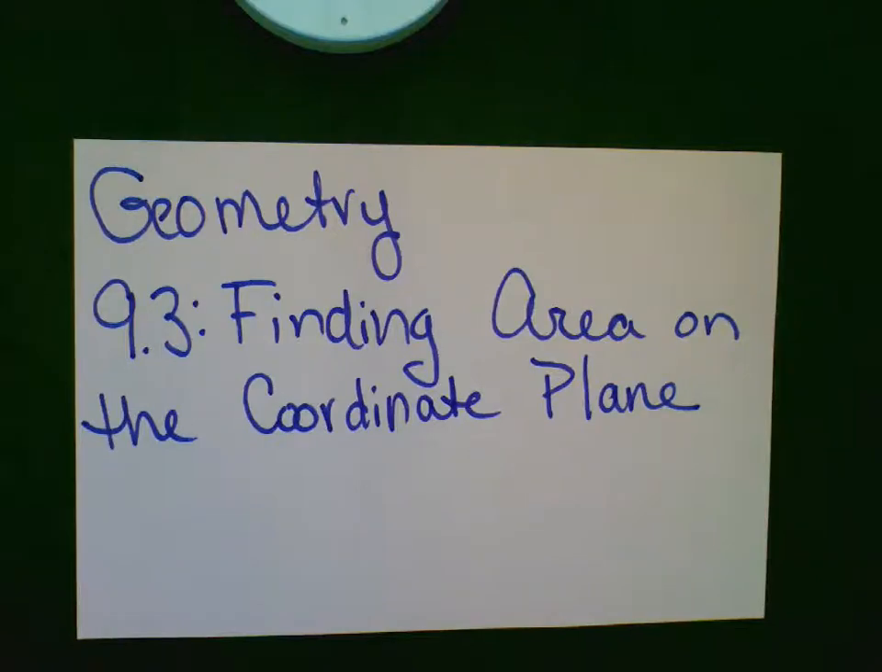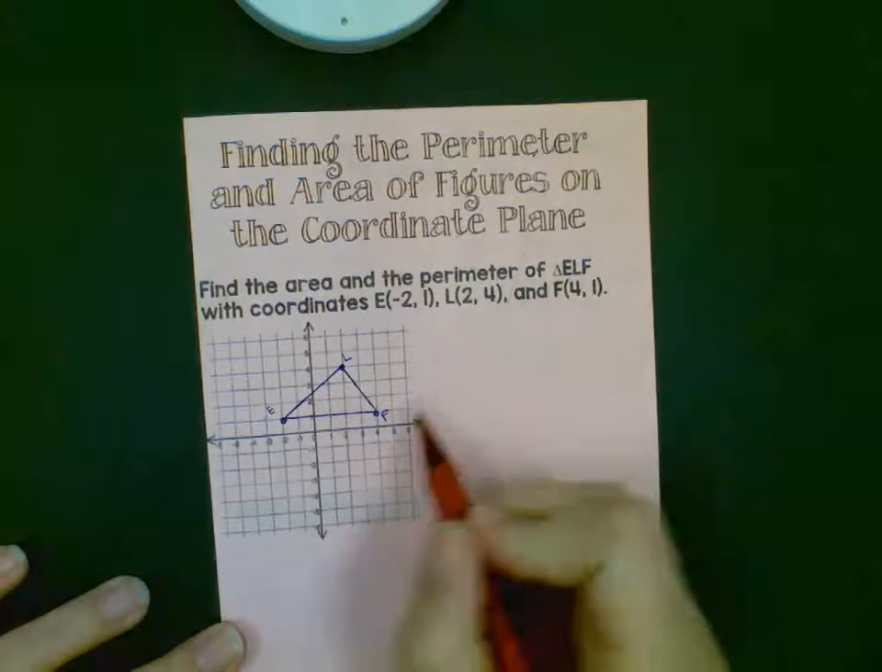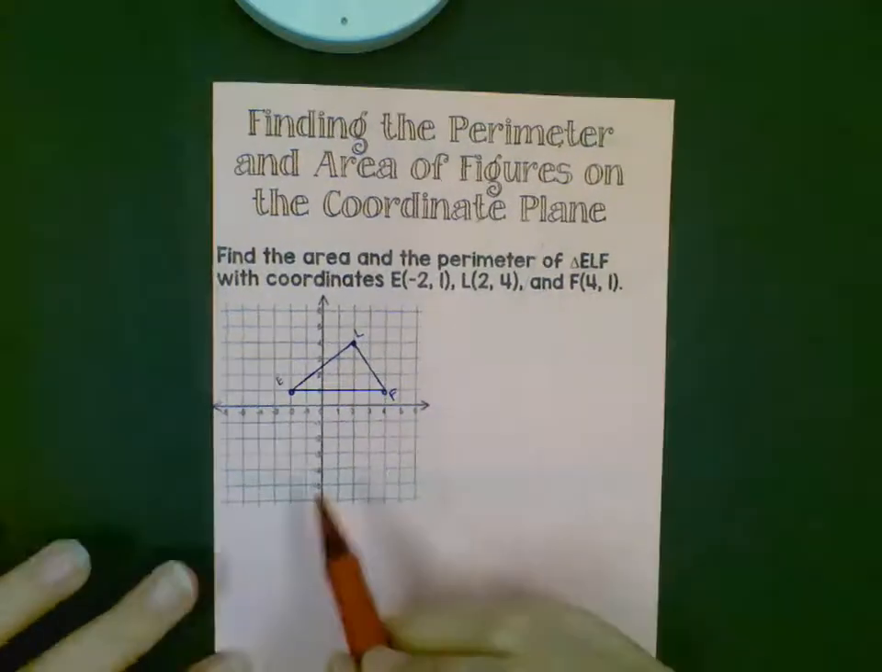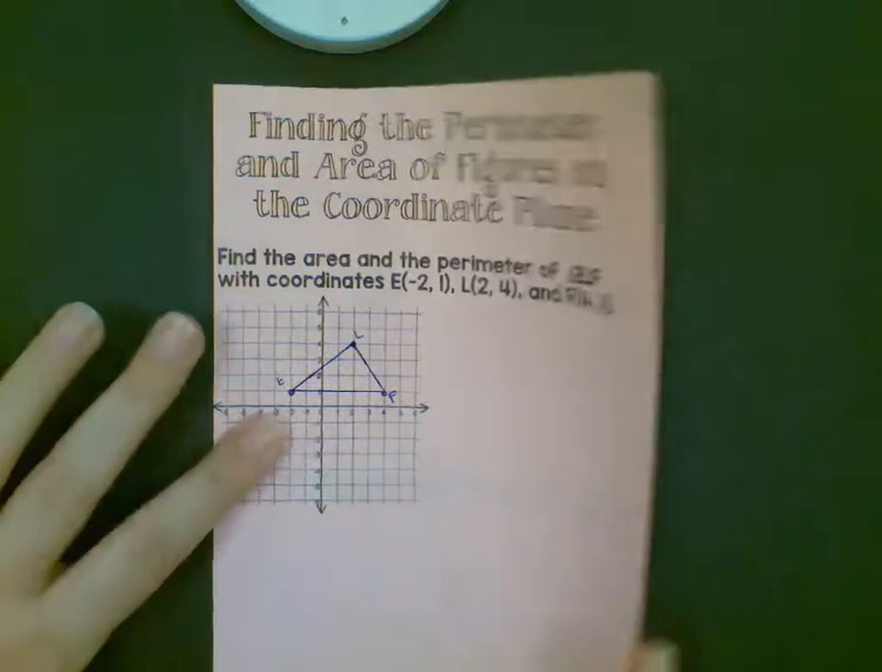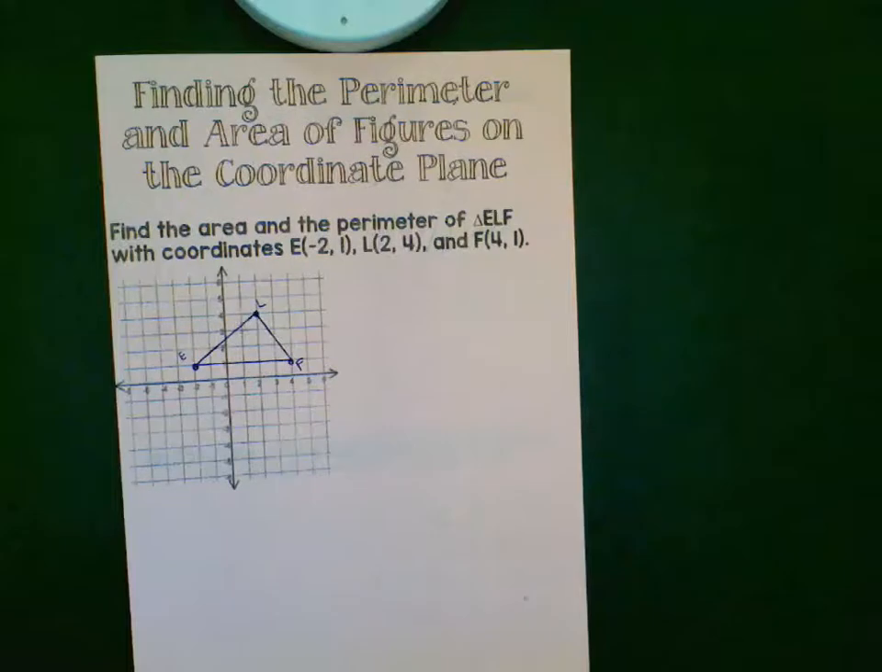Hi everyone, in this lesson we're going to learn how to find area when we have our shape plotted on the coordinate plane. So what I'd like you to do first is go ahead and plot all of the shapes that are given to you on your graphs on the outside and the four that are on the inside, and then when you come back I'll show you what to do. So plot your points.